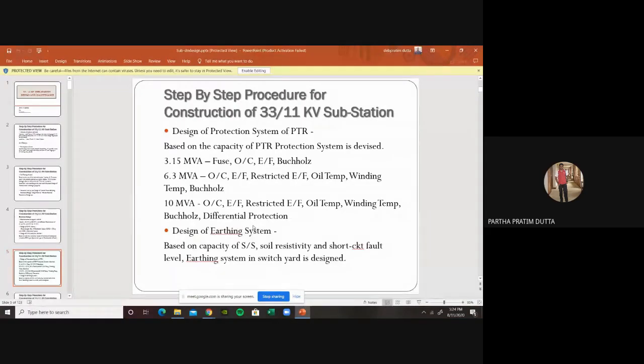And then we come to the earthing system. I design the earthing system based on the capacity of the substation, soil resistivity, and the short circuit MVA. What is the fault level actually, the short circuit MVA, and based on that we usually design the earthing system. And that we'll also discuss later on. A little bit of the earthing system, how we can design it, you will obviously come to know.